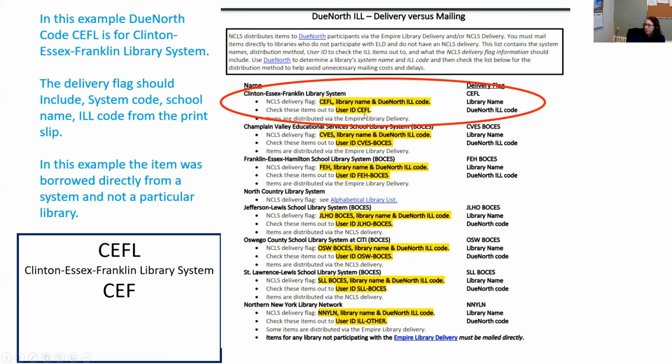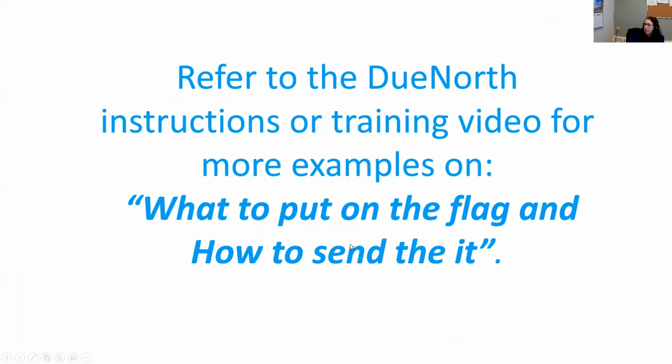So then you're going to put the flag and the print slip in the item and put it in your gray tote. It's going to come here to NCLS, and we'll take care of getting it back for you. So you can refer to the DueNorth instructions or training videos for more examples of what to put on the flag and how to send it.